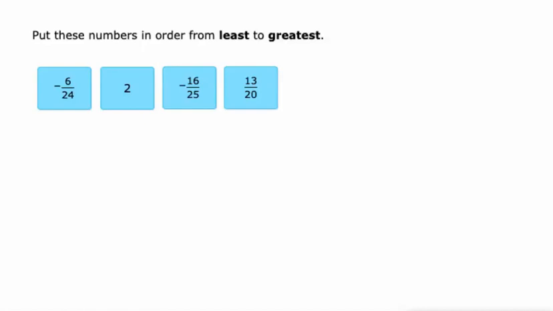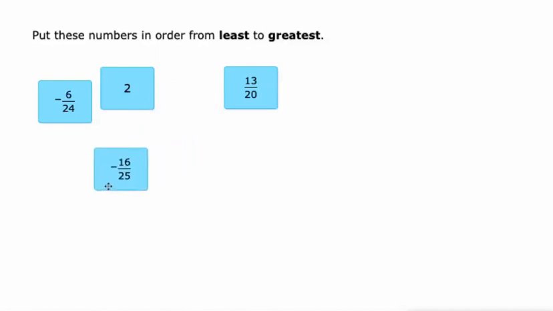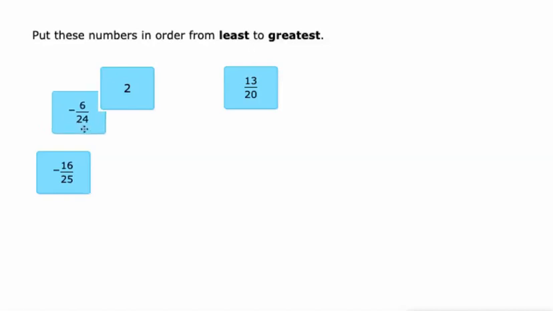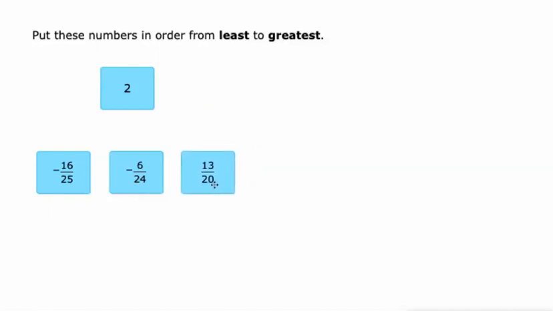As opposed to this one, which we have to do least to greatest. So I do have two negative numbers. All right. They're both somewhere between -1 and 0. Which one's closer to -1? That would be negative 16/25. All right. As opposed to negative 6/24, which is closer to 0. All right. Again, working least to greatest. 13/20 is somewhere between 0 and 1. It's a little bit more than a half. And 2 is the greatest of these four numbers.